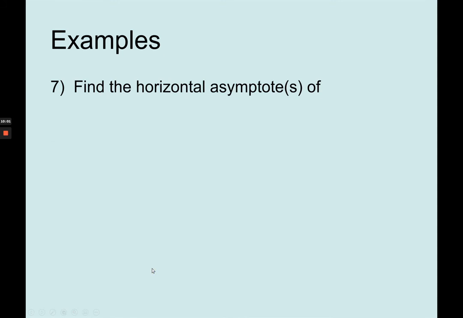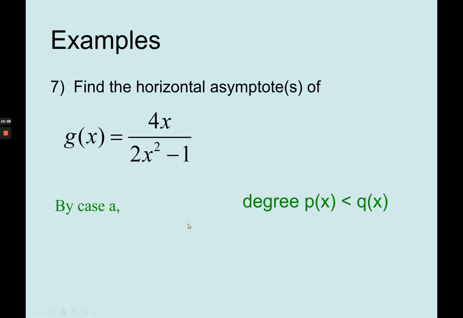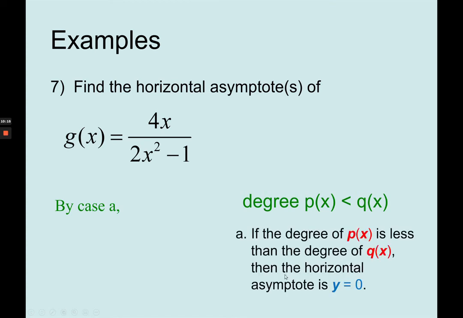Next, number 7, find the horizontal asymptote of the given 4x all over 2x squared minus 1. It's case A, wherein the degree of the numerator is less than the degree of the denominator function. So, if that is the case, the asymptote is y is equal to 0. There's no solving involved. If you notice the 1 over 2 or 3 over 5, the degree here is 3, the degree here is 5, your asymptote is 0. It means the asymptote is on the x-axis, or a horizontal line intersecting 0 of y.